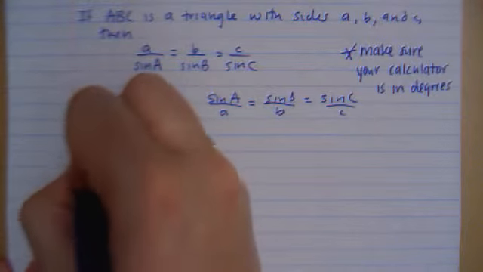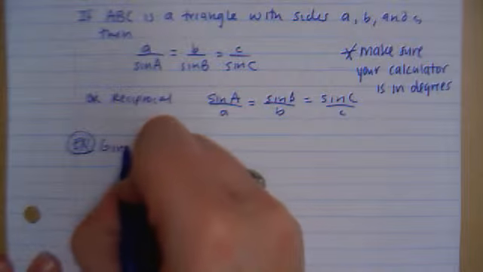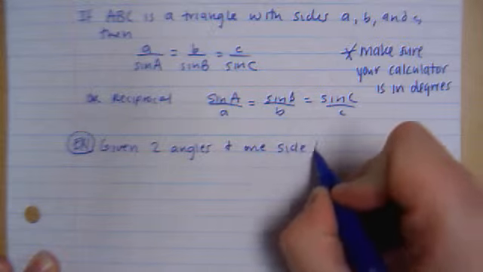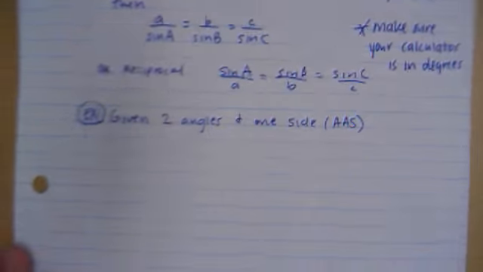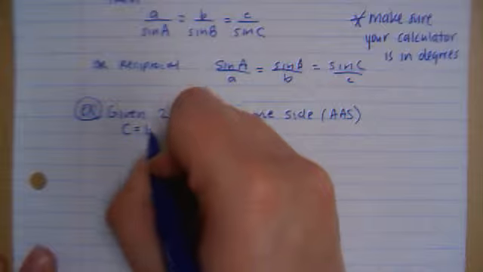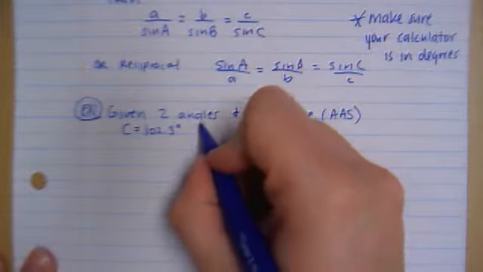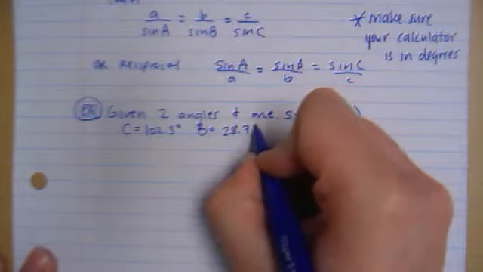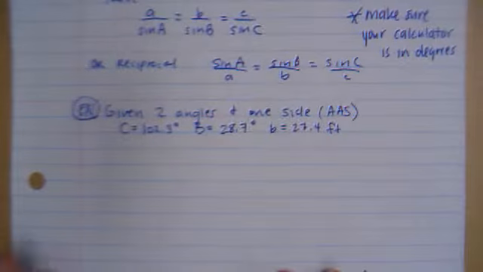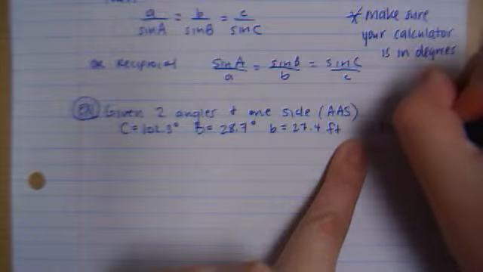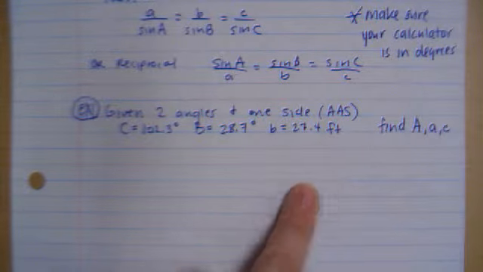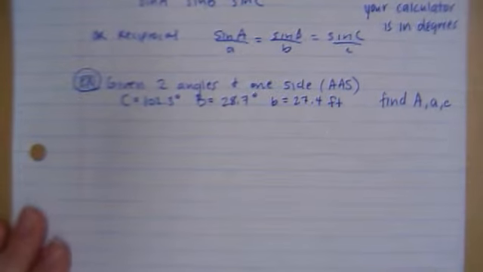Alright, so example 1: I'm given two angles and one side, and it's angle, angle, side. I'm given that angle C is 102.3 degrees, angle B is 28.7 degrees, and side b is 27.4 feet. So basically, I'm missing angle A, side a, and side c. Those are the three things I need to find.